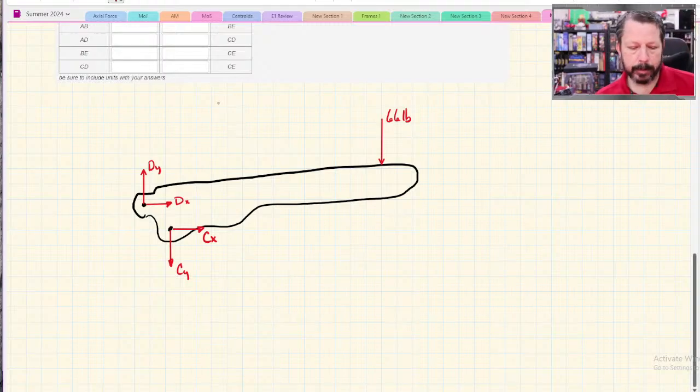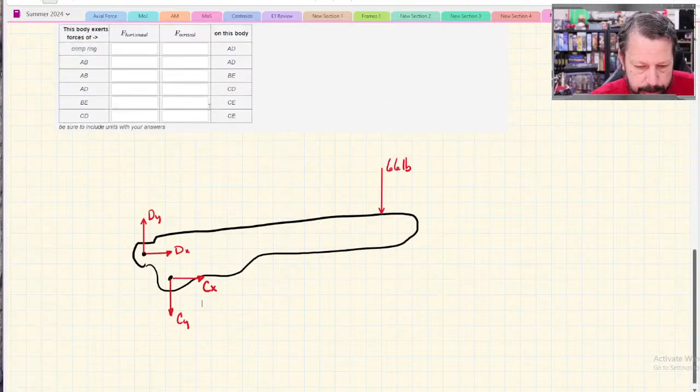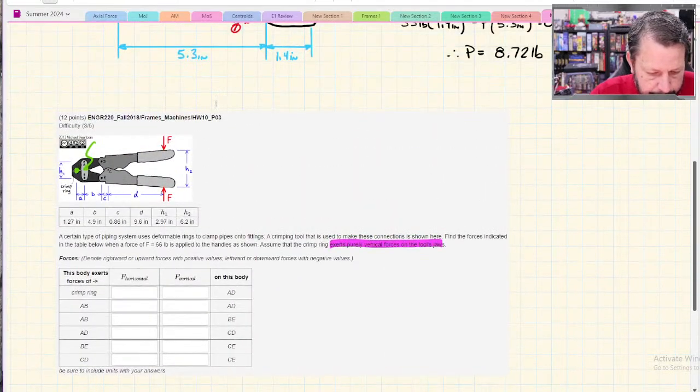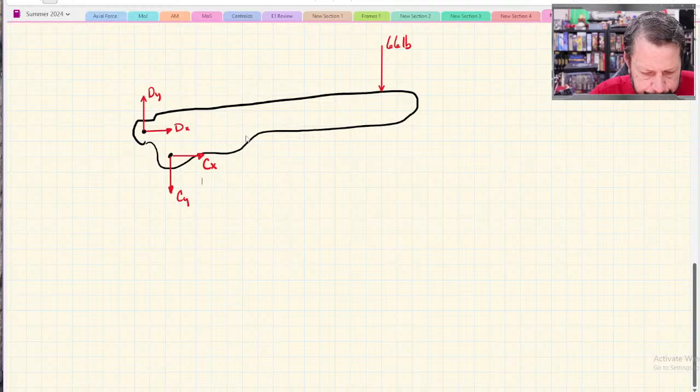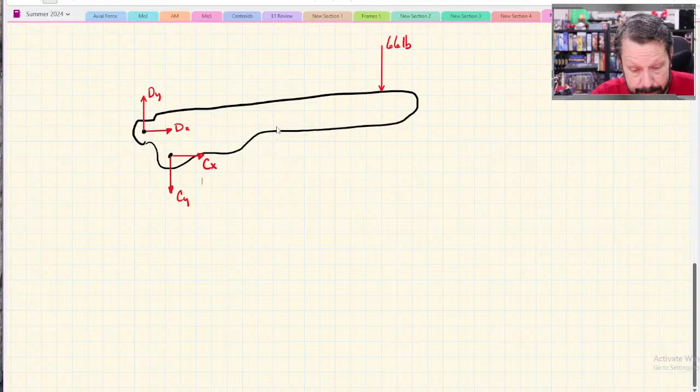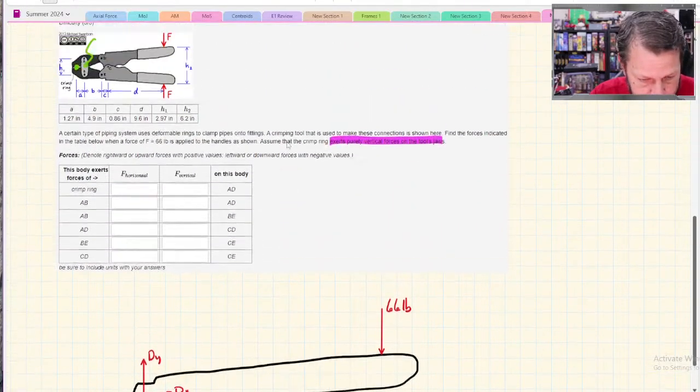So the problem here is I have 4 unknowns. What dimensions do I have? I really only have the horizontal. I have a couple of vertical dimensions, H1 and H2, but I don't see any way that I'm going to be able to do a moment or an X or a Y equation and solve for anything. So that's a little concerning, but we're just going to carry on and draw the next piece and see if that helps us at all.